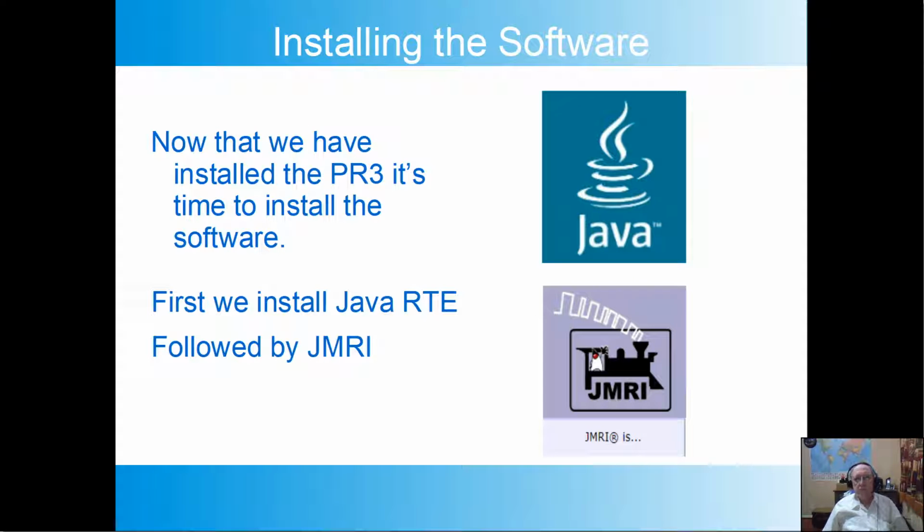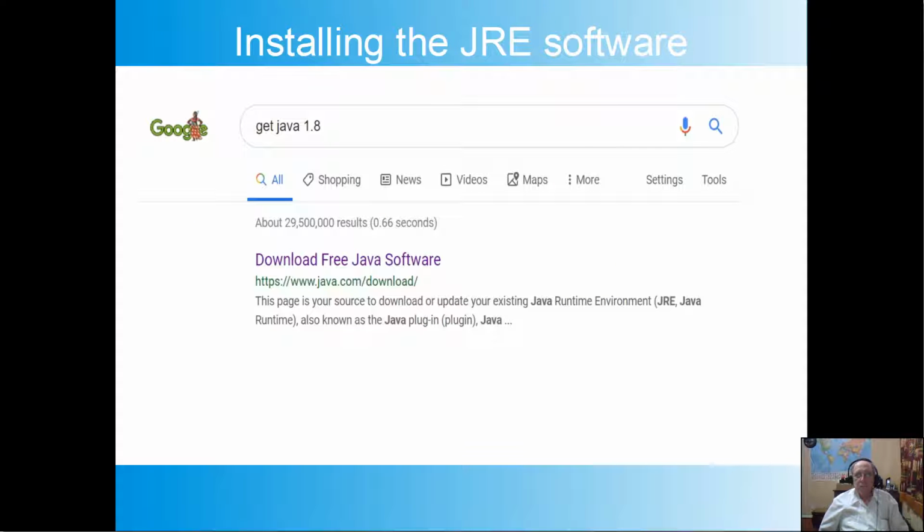Installing the software. Now that we've got the PR3 installed, now it's time to do something with it. So we've got to do two things. First, we have to install the Java runtime environment. Then we have to install JMRI. So let's get started.